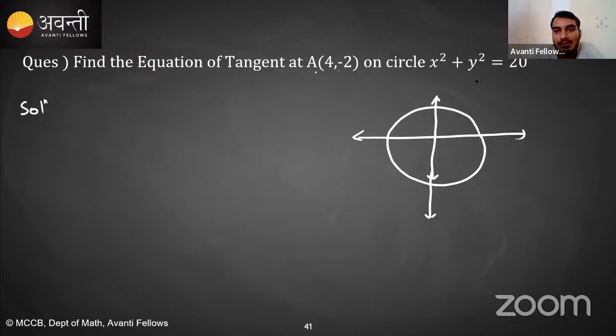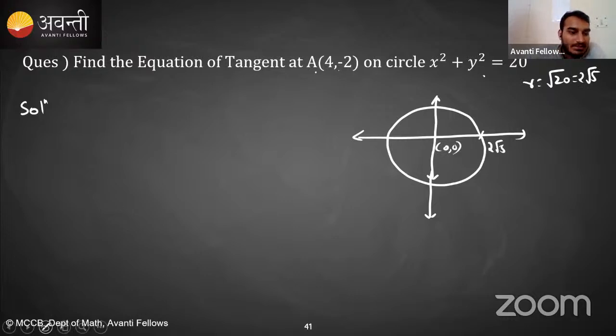Just put the 4, -2 in the equation. If you are getting 0, then it is lying on the circle. But just for the practice sake, I'm doing it here. This can be written as radius root 20, which is 2 root 5, right? Center is 0, 0.